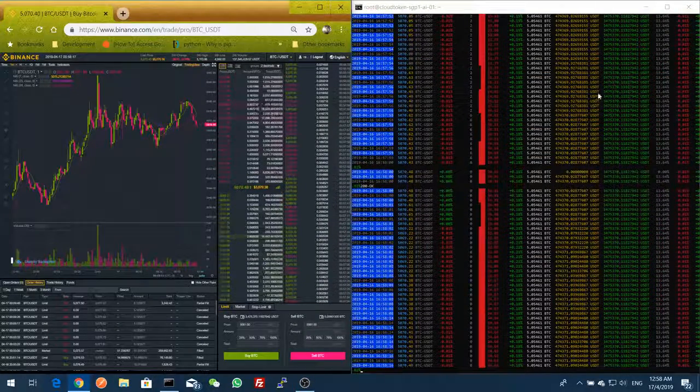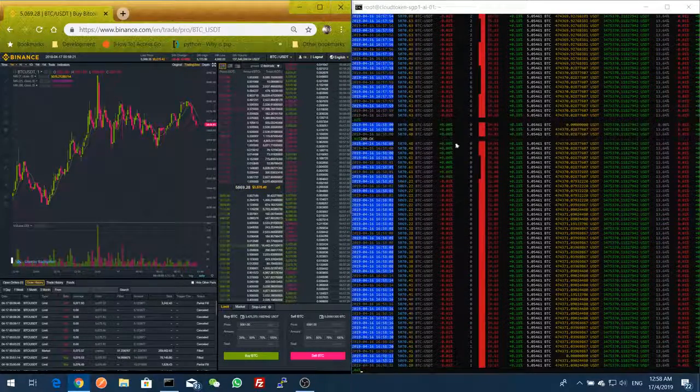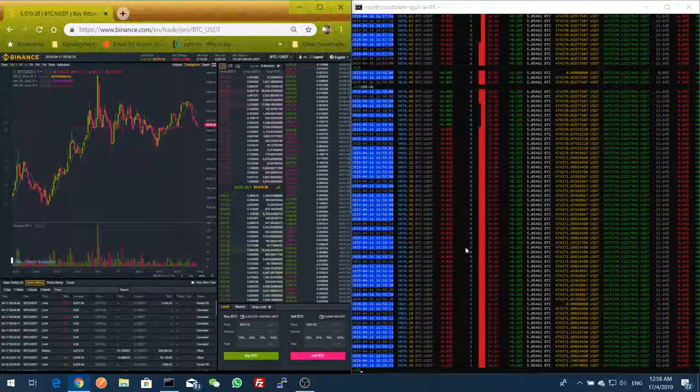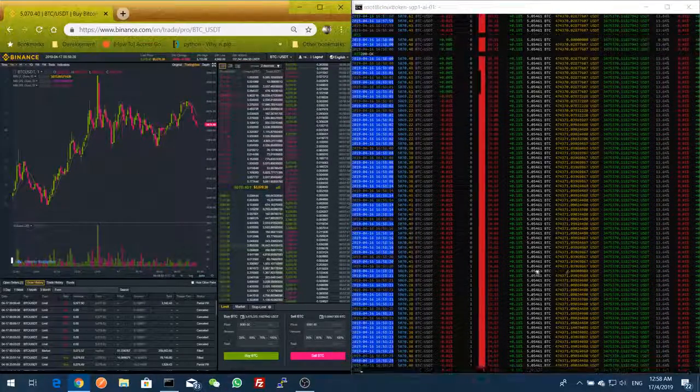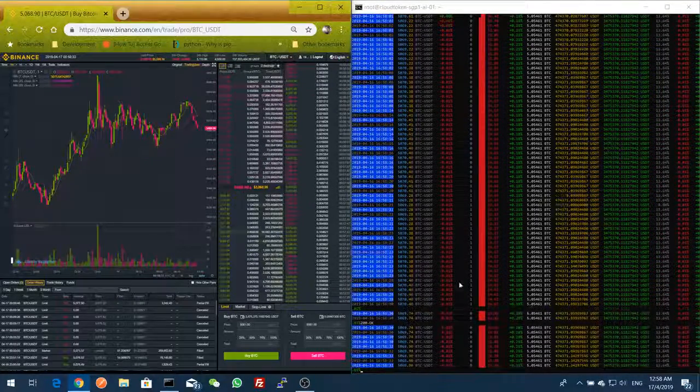Okay, hi guys. I've promised to show you the Binance trading platform together with our bot running side by side. The bot has been running, and it actually captured the price, which you can see here.